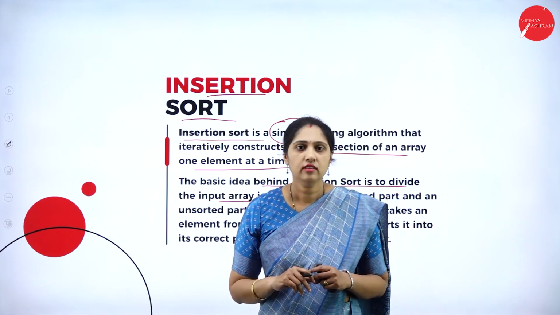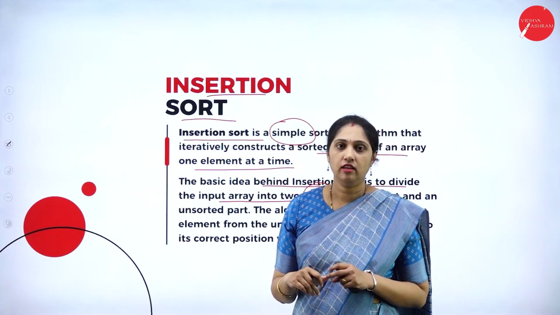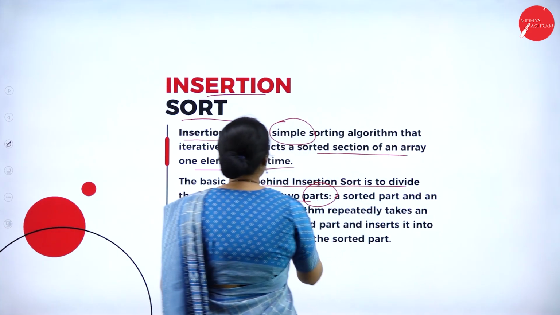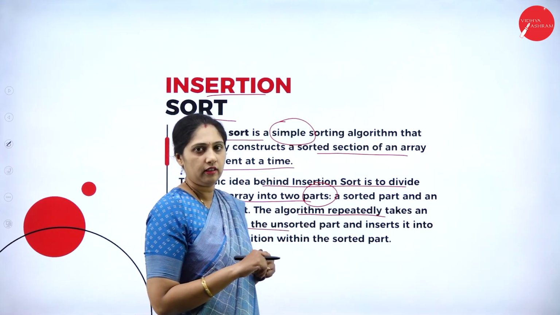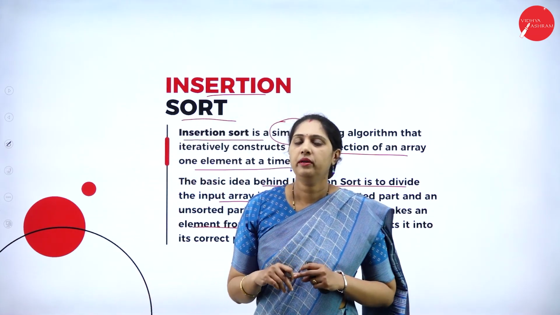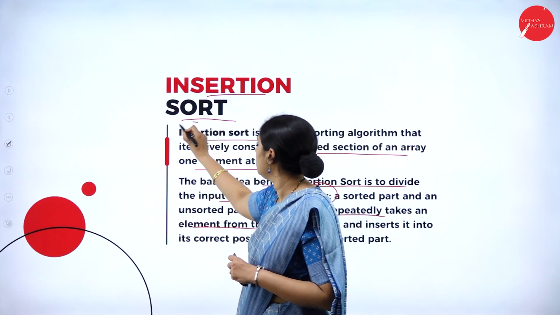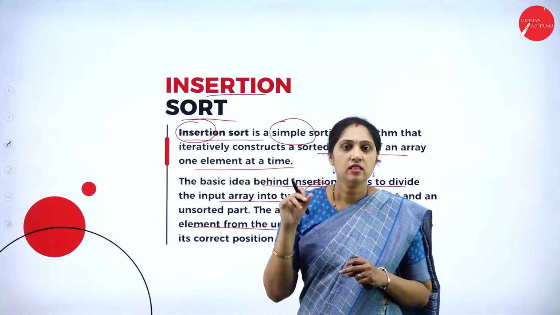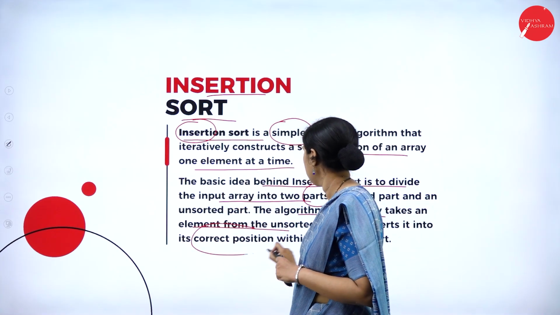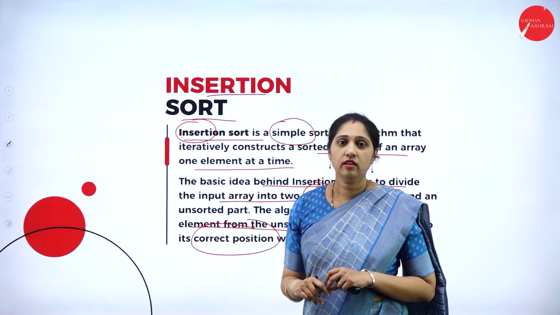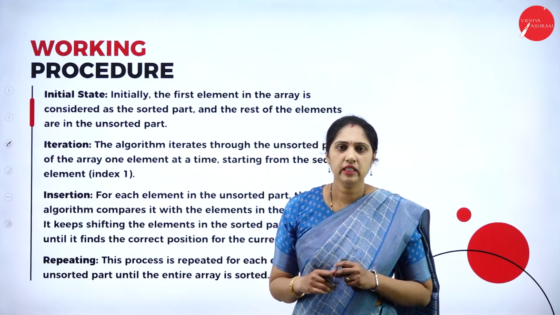So what is the idea behind insertion sort? We'll divide the array into two parts, so that is, we are decreasing. Then the algorithm repeatedly takes an element from the unsorted part. As the name itself tells, it is insert. Make it insert in its appropriate position, that we say the correct position within the array. So how to take it? Which element is to be inserted?